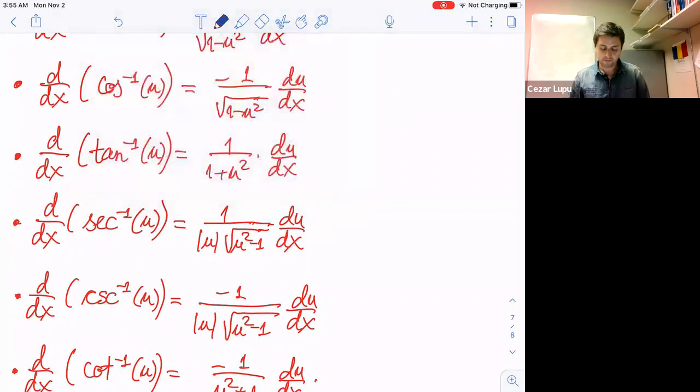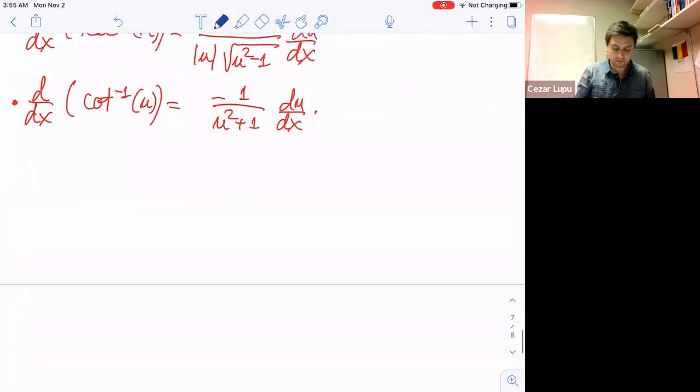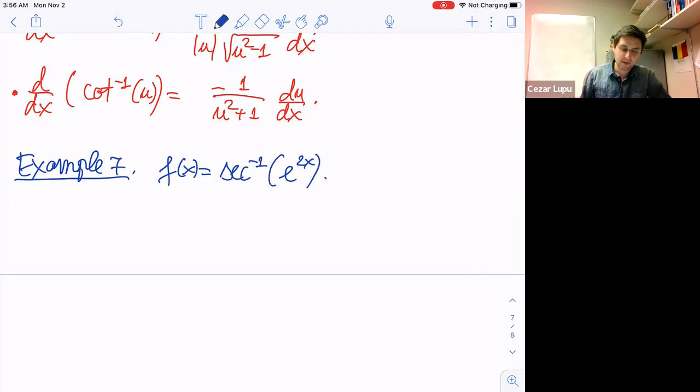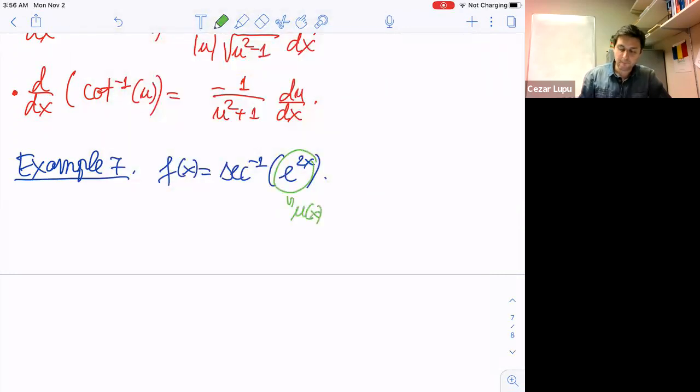So let's see examples. Example 7. Okay, so let's see. Right, let me take a nasty one. f of x is secant inverse of e to the 2x. Okay, I'm going to take this one. So we're going to treat this guy inside, look at this guy here, as my function u of x. Keep that in mind.